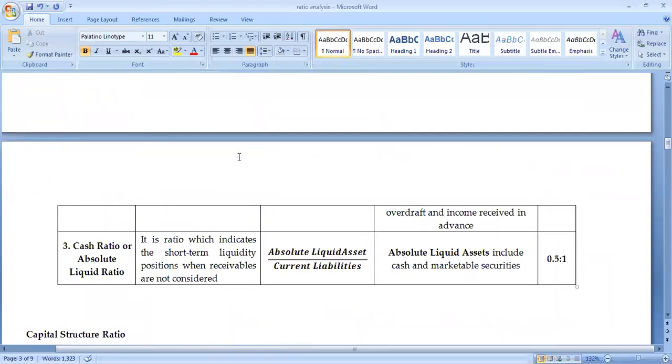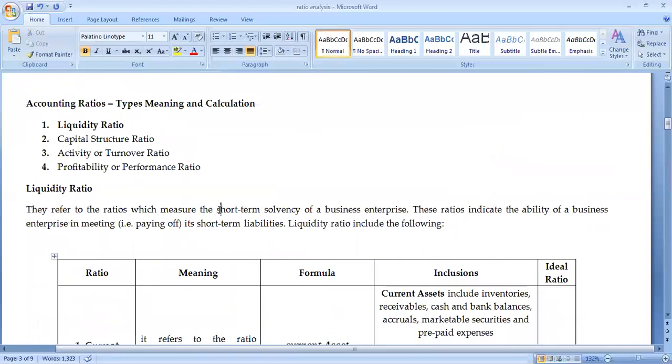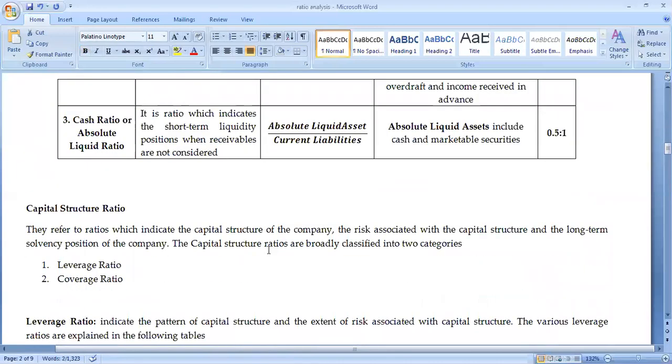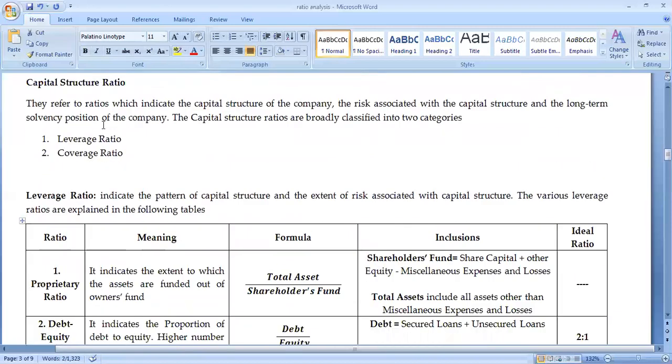Listen here. In the case of liquidity ratio, it was only relating to short-term solvency. Short-term solvency is nothing but what can be dealt with within a particular year. Say for example, within 1 year, all the debts should be cleared. But the capital structure ratio is going to meet the long-term solvency position of the company. The capital ratio is broadly classified into two categories. One is leverage ratio, the other one is coverage ratio.